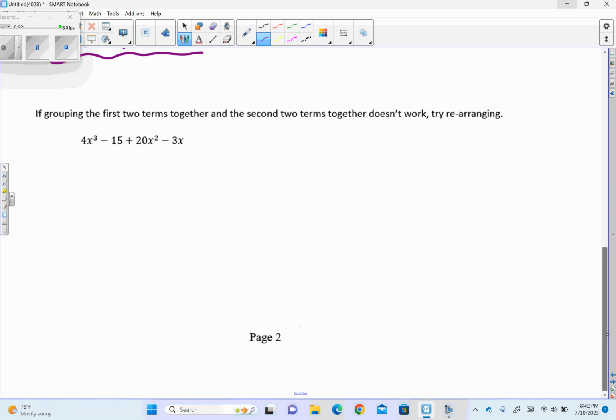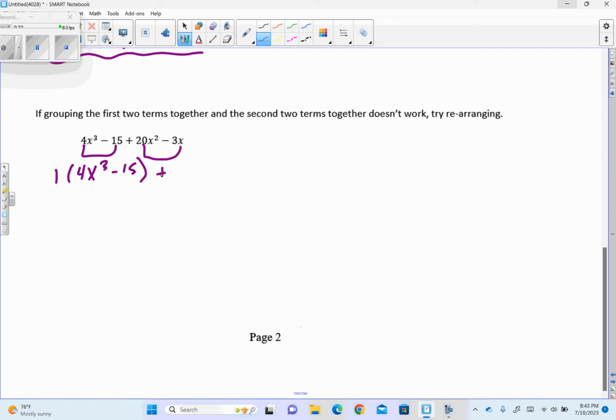Alright, last one, and we won't deal with this a whole lot. In this last one, I just wanted to point out that each one of these, we have grouped the first two terms and the second two terms. Well, that may not always work out. If I did that here, if you look at those first two terms, 4x cubed minus 15, then the 4 and the 15 aren't multiples. They don't share an x variable. So there would be nothing but a 1 that they have in common to be able to factor out.